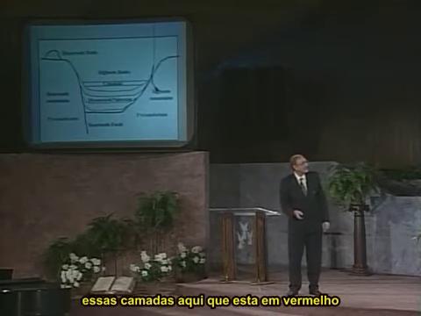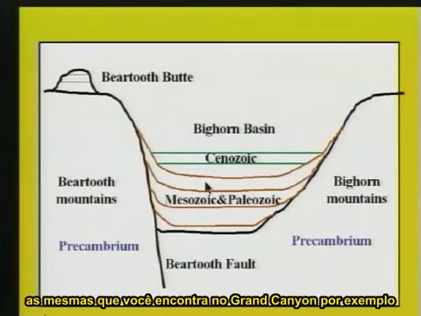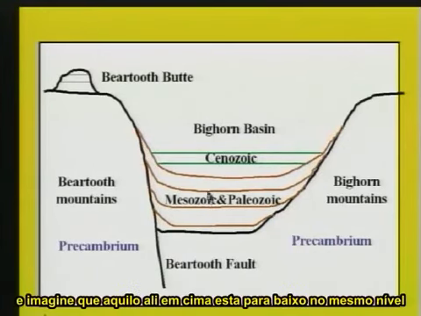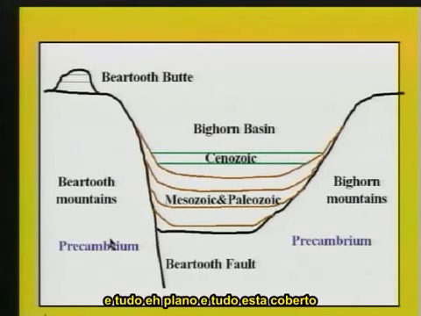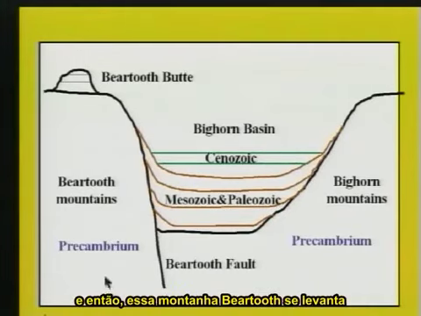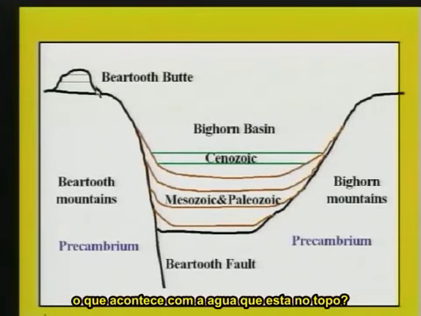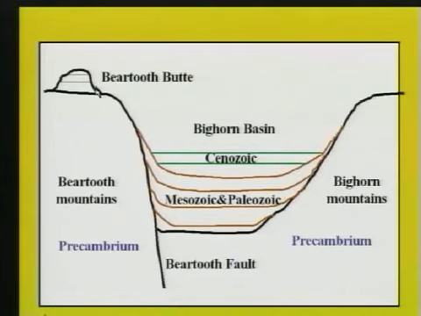These layers down here, which I've coded as red, are the Mesozoic and the Paleozoic layers. Those are the same ones you'd find in the Grand Canyon, for example. Here they are, and imagine that that is down at that level, and everything is flat, and they're covering the whole bit. Now, after the event, you have uplift. And so this Beartooth mountain range gets lifted up. Up it goes. What happens to the water that's on top of it? It'll cascade down into the valley.